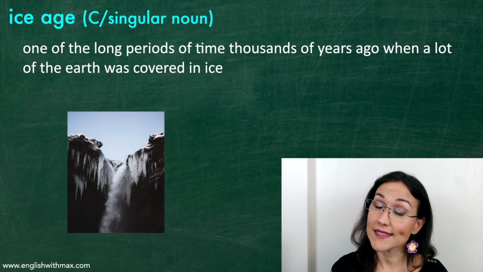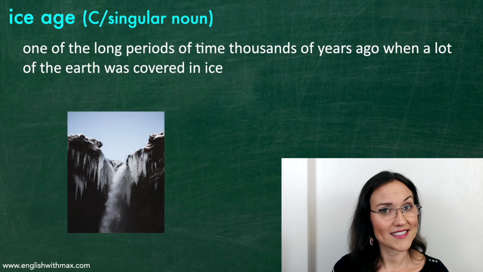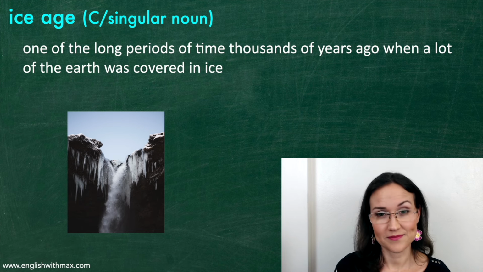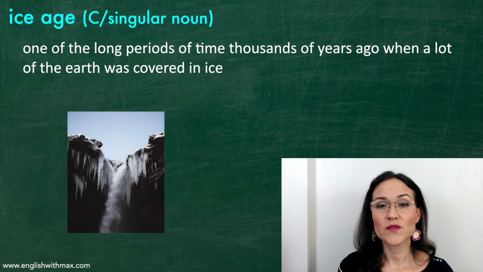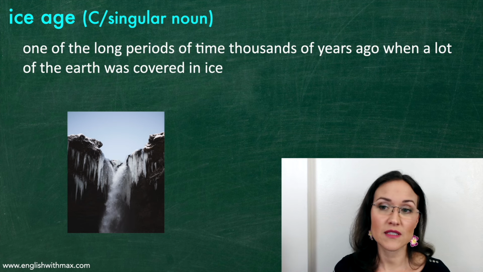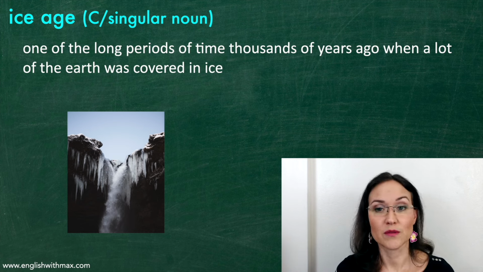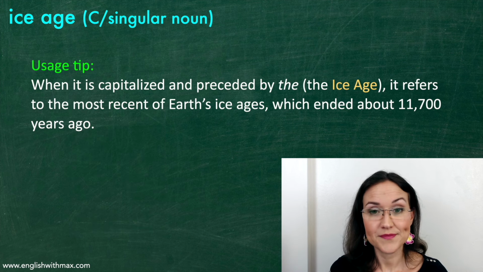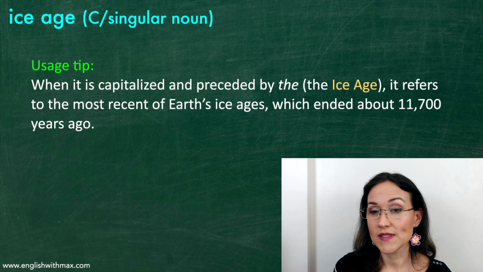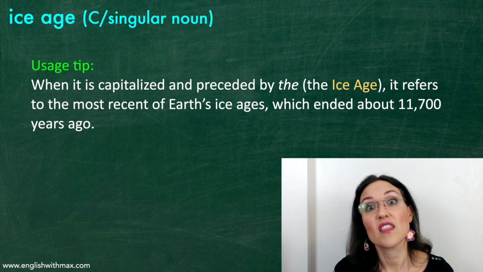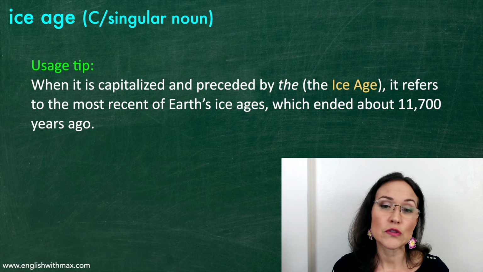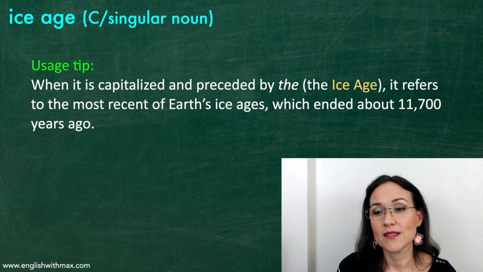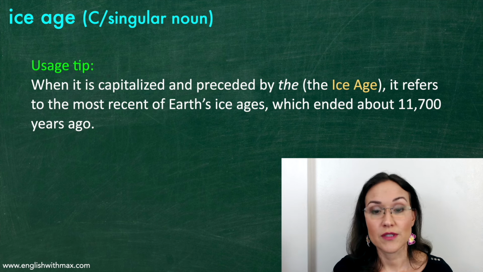Next we have Ice Age. Ice Age. This is a countable and singular noun. It means one of the long periods of time thousands of years ago when a lot of the earth was covered in ice. A little usage tip. When it is capitalized and preceded by the, the Ice Age, it refers to the most recent of Earth's ice ages, which ended about 11,700 years ago.